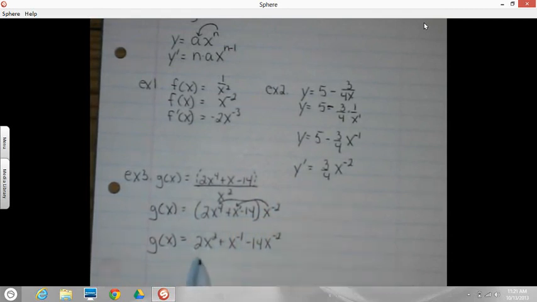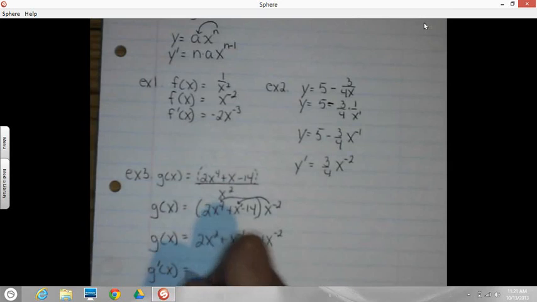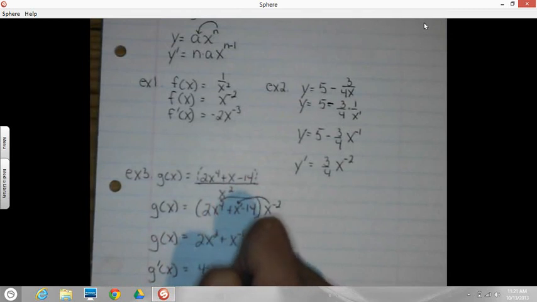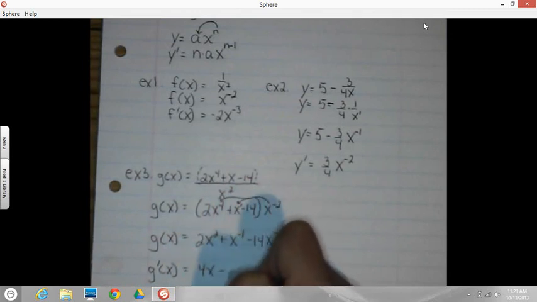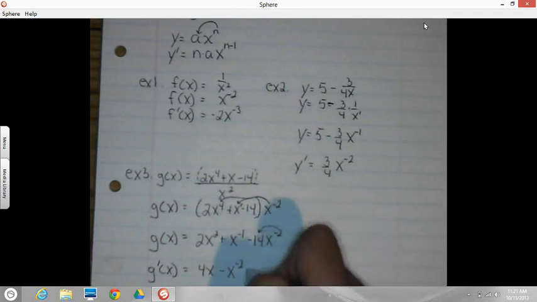Now I'm ready to do derivative. Now the notation comes in, g prime. Be careful with all of that, because if you put the prime in the wrong spot, I will mark it wrong. So here, multiplying 4x minus 1x to the negative 2. This will become a plus 28 x to the negative 3.